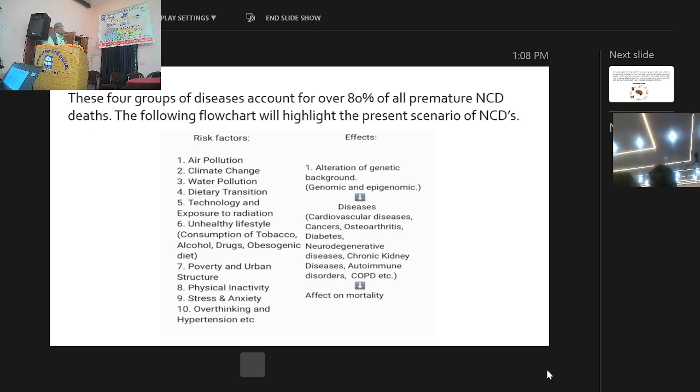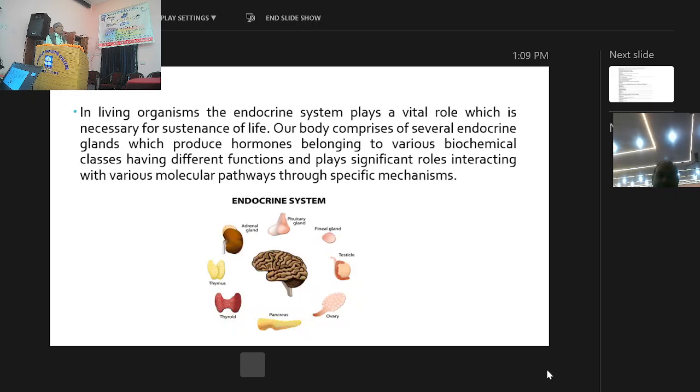The effects are alteration of genetic background, it may be genomic and epigenomic, resulting in various types of diseases like cardiovascular diseases, cancer, osteoarthritis, diabetes, neurodegenerative diseases like dementia, Alzheimer's disease, Parkinson's disease, seizures, stroke, bipolar disorders, and so on. Chronic kidney diseases may be due to diabetes, autoimmune disorders, and COPD, which ultimately affect the mortality rate of human beings. Now, in living organisms, we know that the endocrine system plays a vital role, which is very much necessary for the sustenance of life.